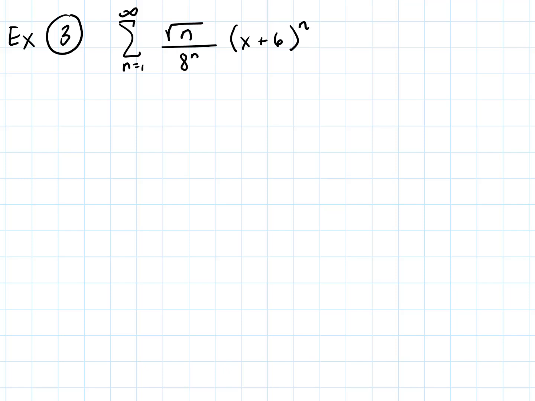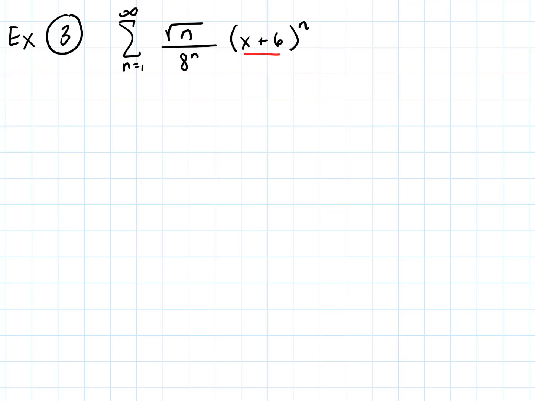Let's jump right back into some more examples of power series and determining what the radius of convergence and the interval of convergence is. So for this example, if we're looking at the series from n equals 1 to infinity, root n over 8 to the n times x plus 6 to the nth power.